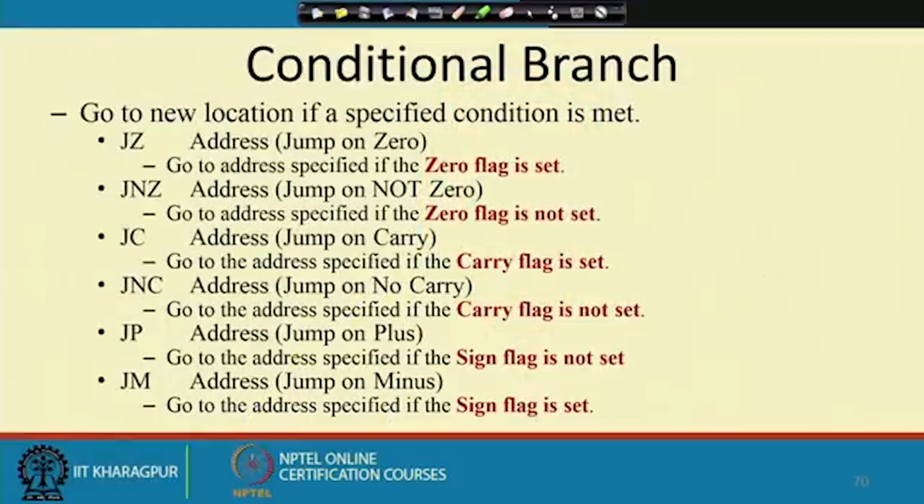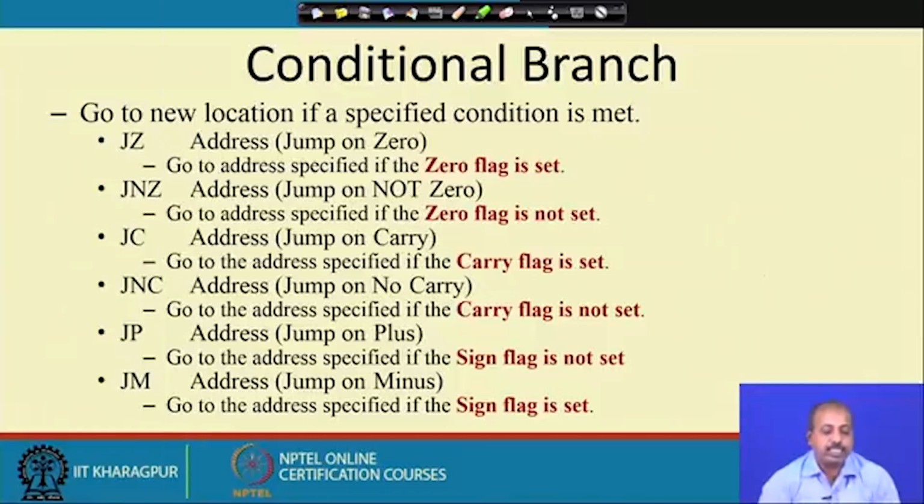About the conditional branch, we have got a number of conditional branch instructions like JZ, jump on 0. If due to the previous arithmetic logic operation the 0 flag has been set, then it will jump to the next address that is mentioned. So, JZ address. It will jump to the specified address if the 0 flag is set. Similarly, we have got JNZ. It will jump if the 0 flag is not set. If the 0 flag is 0, then it will be jumping to that address.